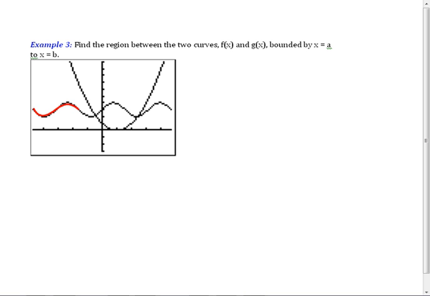I'll do this one. Which one's which? Should we call this one f of x? And then the other one, we'll do Christmas colors. It looks like a parabola to me. It's g of x. Okay, and let's call this one x1 and this one x2.